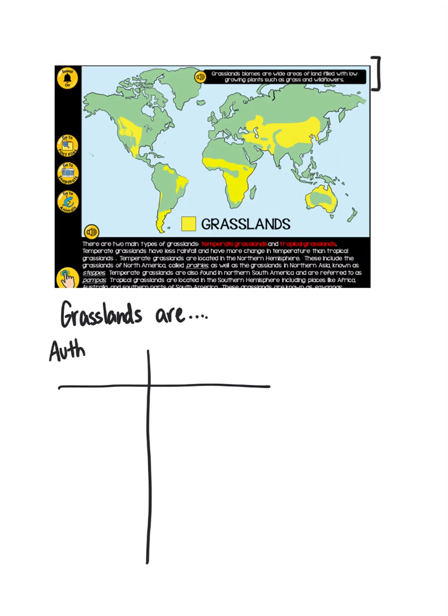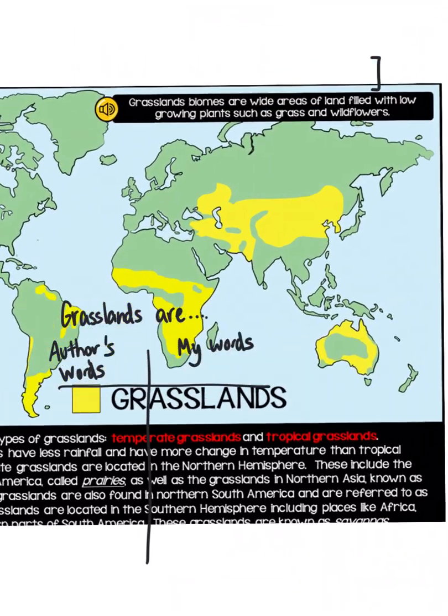One side we can label author's words, and we'll use this space to record key words or important vocabulary words that the author uses in her writing. And then over here, we'll use this space to write our own sentence using the vocabulary words, okay? So let's take a look at our sentence here.